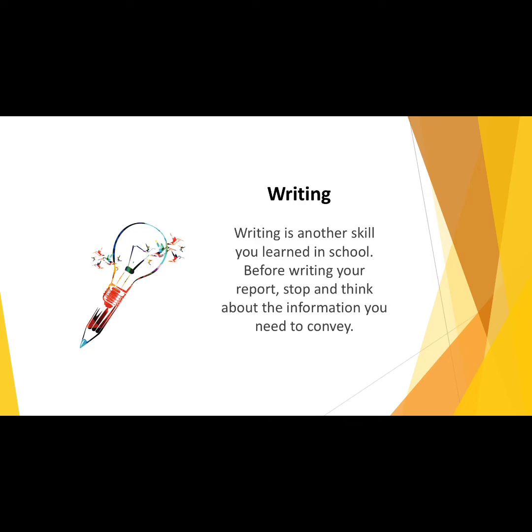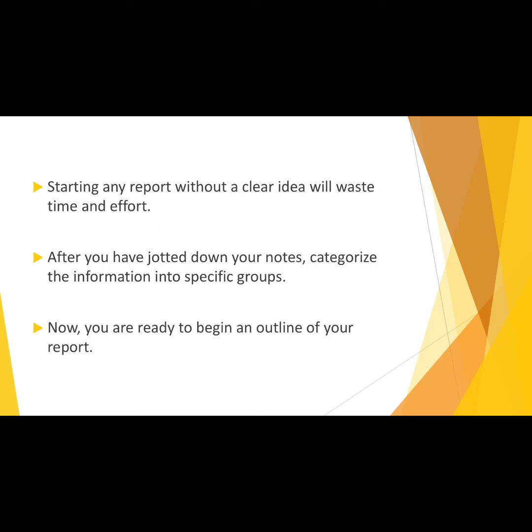Before writing your report, stop to think about the information you need to convey. Brainstorm and jot down ideas as they come. This will be the beginning of a roadmap that will tell you where you're going and where you need to go to get there. Starting any report without a clear idea will waste time and effort. After you've jotted down your notes, categorize the information into specific groups. For example, you may wish to categorize a company report into financial information, product information, sales data, departmental responsibility, etc. Now you're ready to begin an outline of your report.